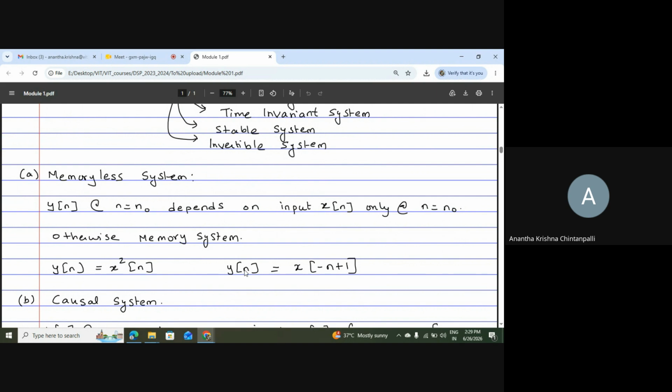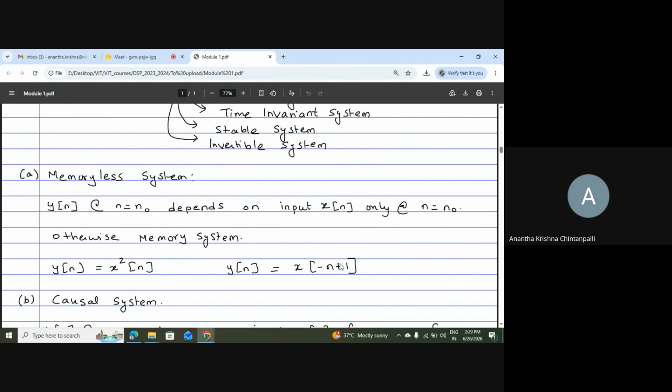This is because at n is equal to 0, it depends upon x of 1. So it depends upon the future value of your input signal. Okay, and now it's not just putting one value of n. I usually recommend you put multiple values of n so that we will have a better idea of what is happening. So if n is equal to -1, this is going to be 2. Again, y of -1 depends on x of 2, again the future value.